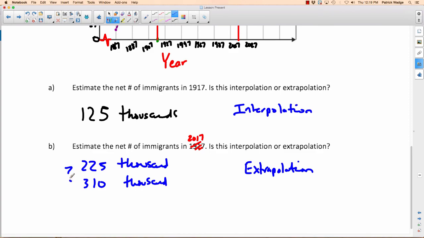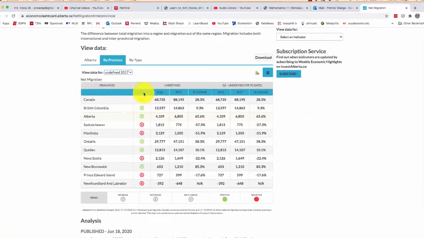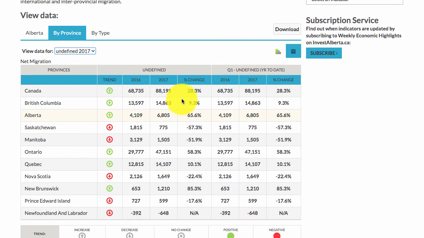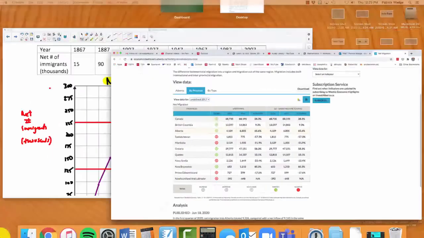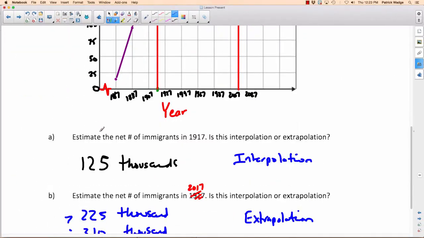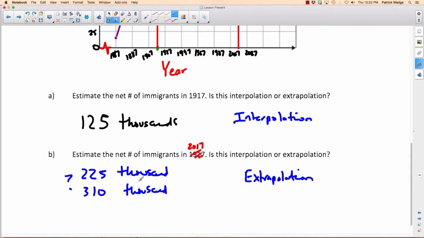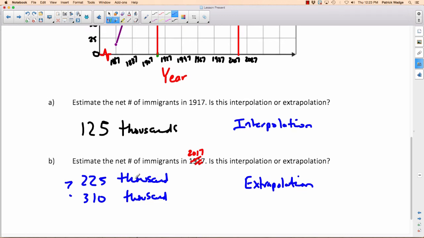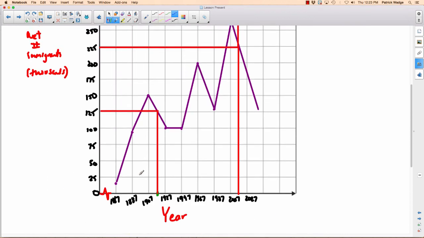Now, should we see what the actual answer is? Okay, give me a second here. Here you go. I hope you can see this okay. Right here is Canada, and the net migration for 2017 is right around 88,000. So how's that compare to what we said? We had one prediction of 225 and one for 310. Wow, we were quite a ways off, weren't we? Thus, the dangers of extrapolation.